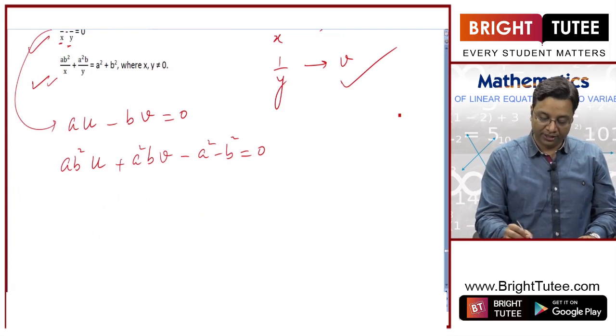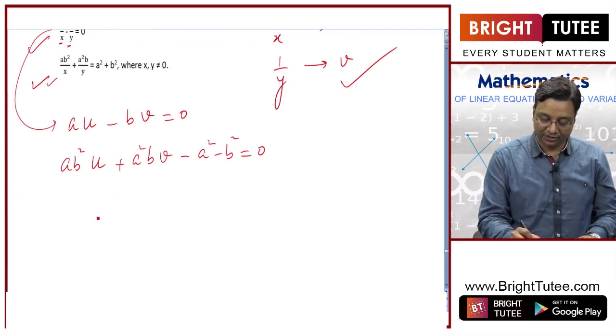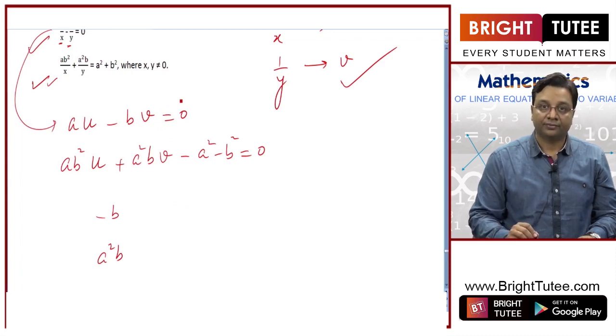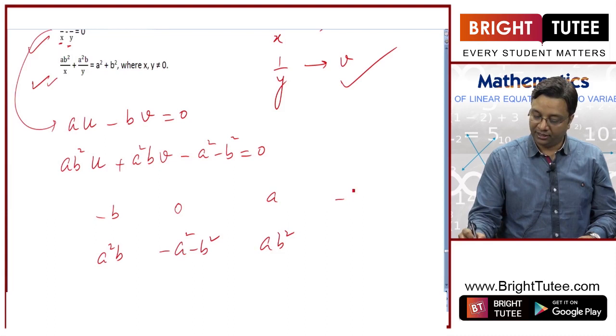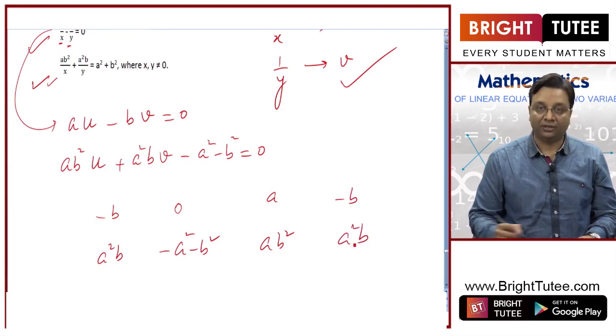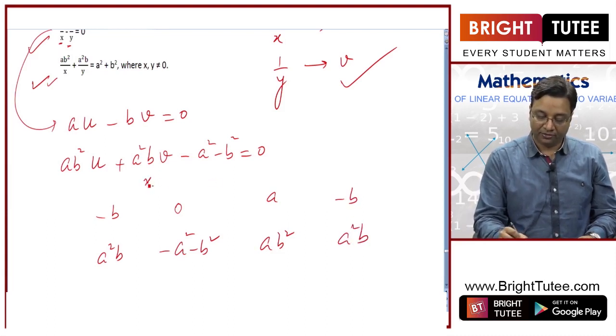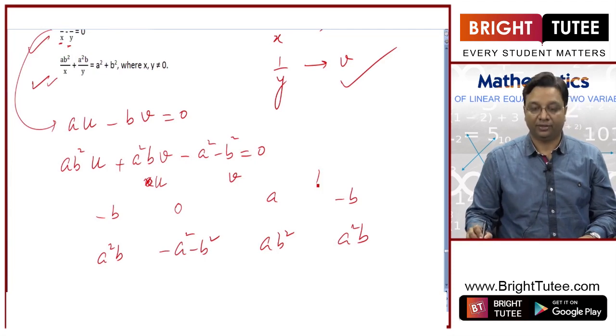Then I will put it here and find x and y. So to find u and v, let me write the coefficients like this: minus b, a square b, right, and then you do not have a constant term here, right, you do not have a constant term, so you write 0 and you write minus a square minus b square, ab square, and then minus b, a square b once again. So, rather than writing x here, I should have written u, so you write u, v, and then 1, okay.